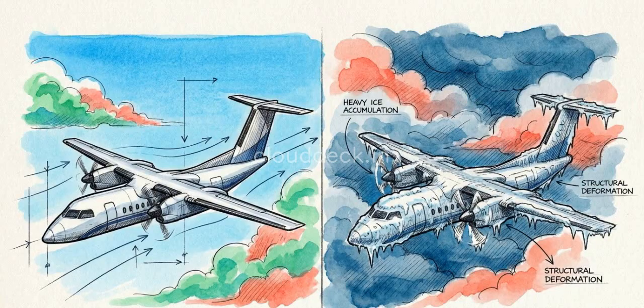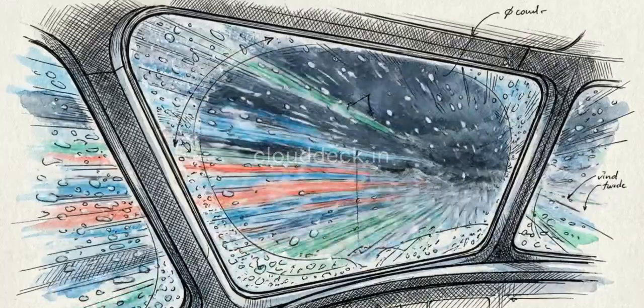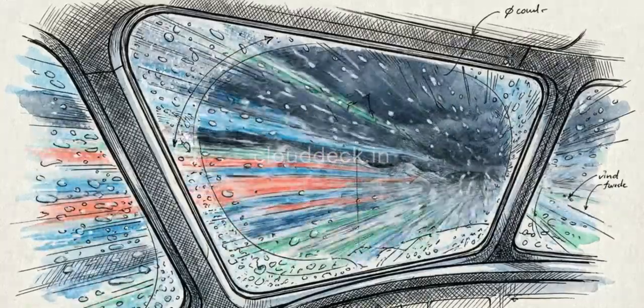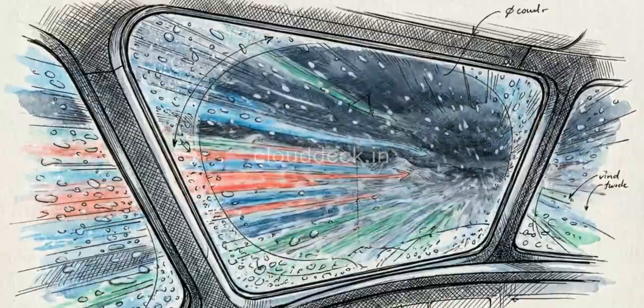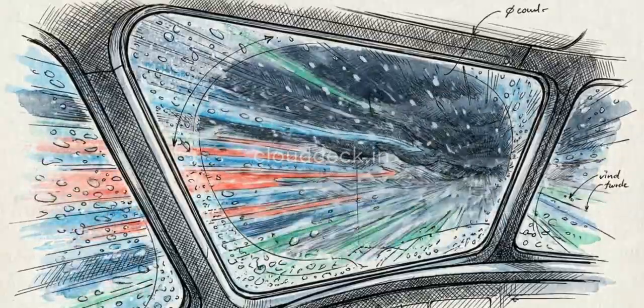Structural icing is an unauthorized mid-air redesign of the aircraft. To survive, pilots must respect the sky as a dynamic physical fluid, capable of rewriting the laws of aerodynamics in seconds.